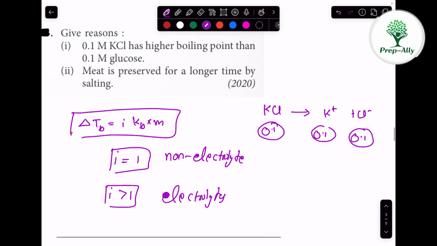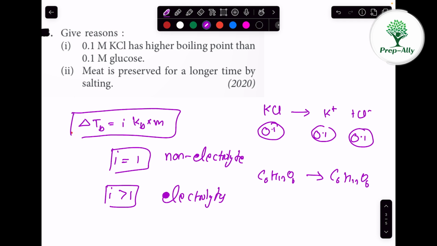Total molality will be 0.2. Now if we have glucose molecule C6H12O6, again it is not going to dissociate into any ions. It is a non-electrolyte, so i value will be 1. So even though they have the same molality, KCl will still have higher boiling point, because elevation in boiling point for KCl will be more because it is an electrolyte.